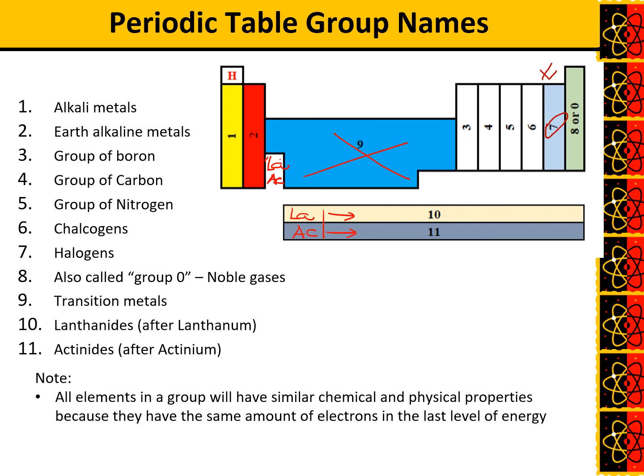So number 1, alkali metals. Group number 2, earth alkaline metals. Group number 7, halogens. 8, noble gases. You need to remember how to locate these elements.